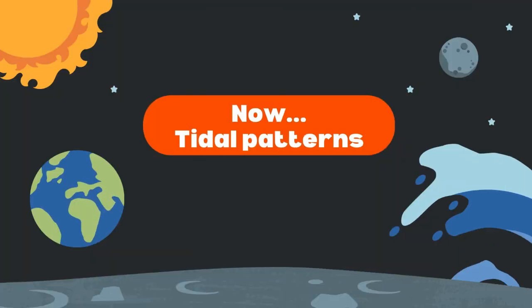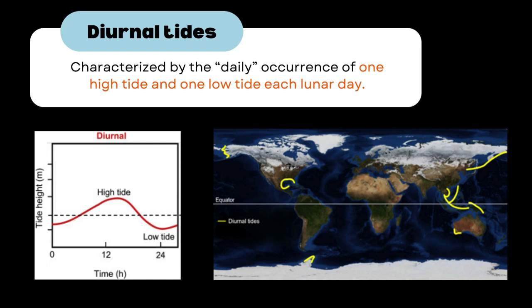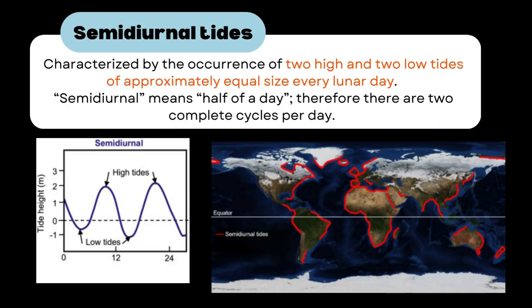It's time to learn about the tidal patterns. As we mentioned before, depending on the number and relative tidal heights, there are 3 primary patterns for tides. Diurnal tides. An area has a diurnal tidal cycle if it experiences 1 high and 1 low tide every lunar day. The term diurnal refers to a daily occurrence. So, a situation where there is only 1 complete tidal cycle per day is considered a diurnal tide. Diurnal tides are common in the Gulf of Mexico, along the west coast of Alaska, and in parts of Southeast Asia.